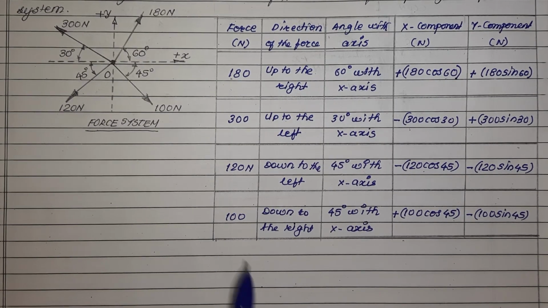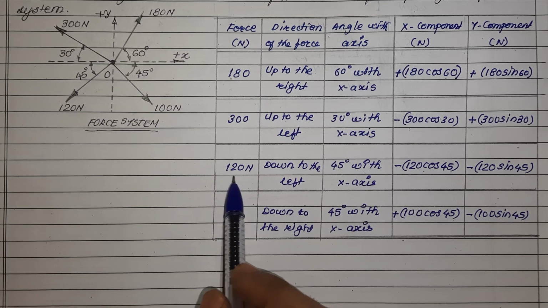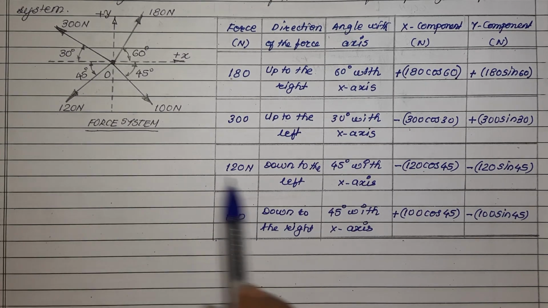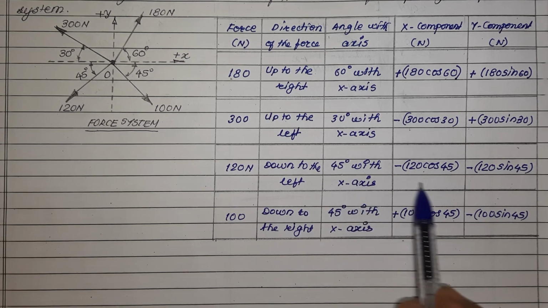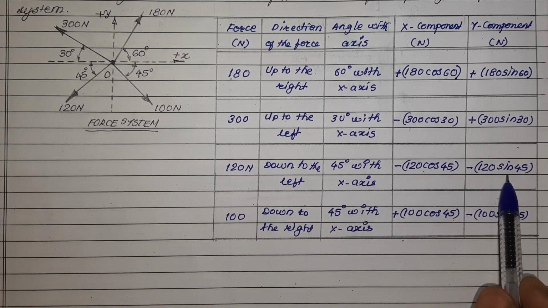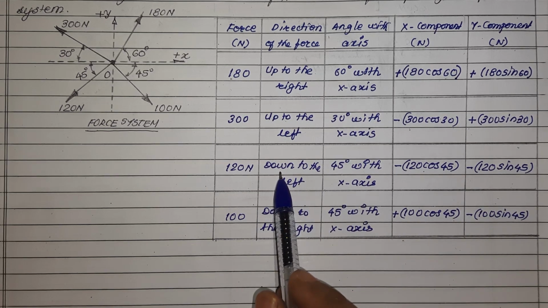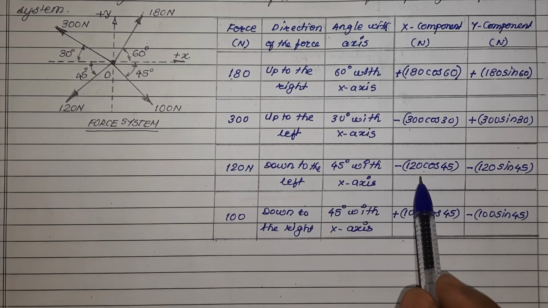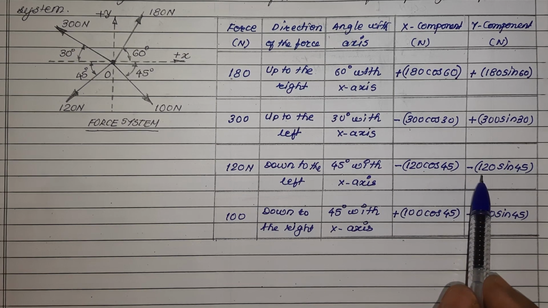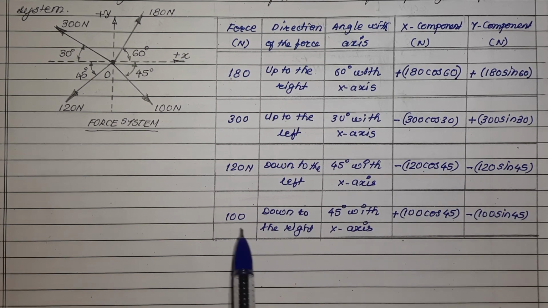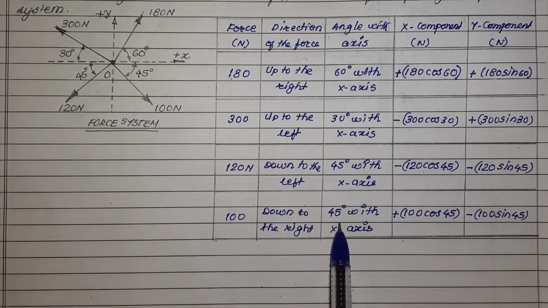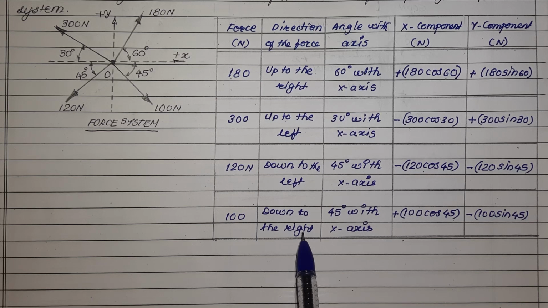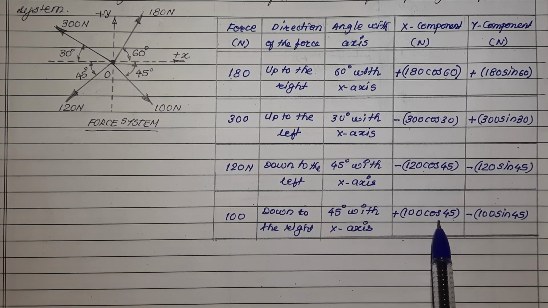Thus, we can see the 120 Newton, the third force, is acting down to the left. Its angle with the x-axis is 45 degrees. Hence, its x component will be the cosine component and the y component will be the sine component. Since it is acting down to the left, its x component will be negative and its y component will also be negative. 100 Newton is acting down to the right. Its angle with the x-axis is 45 degrees. So it will have the cosine component as the x component and sine would be its y component.